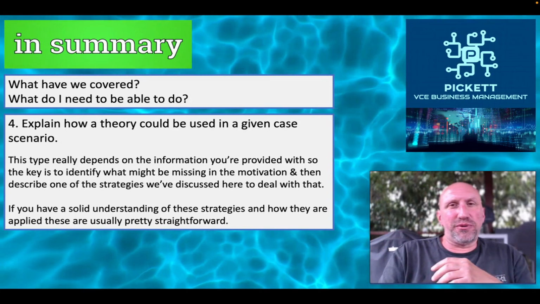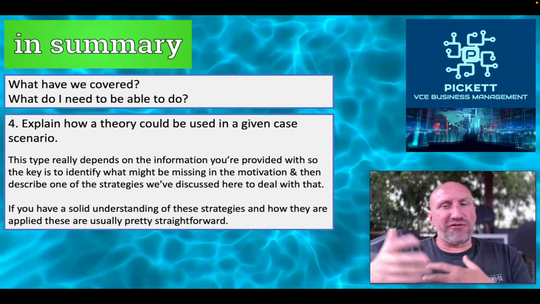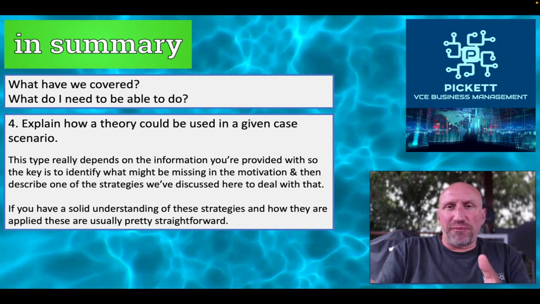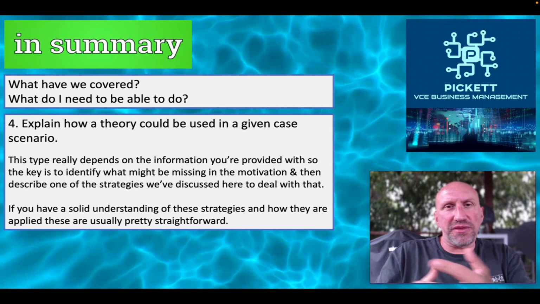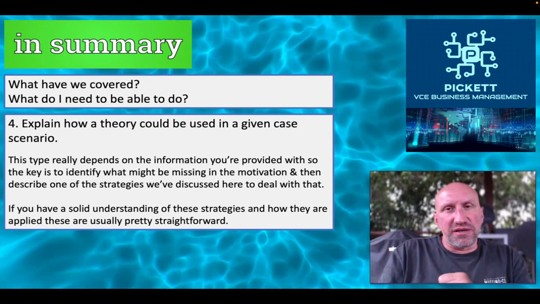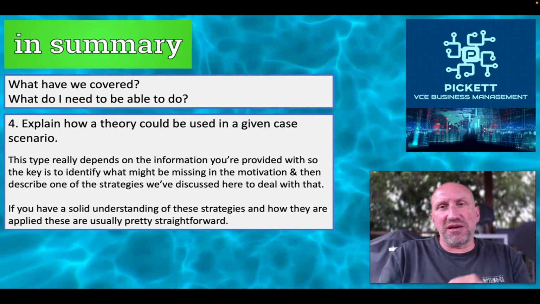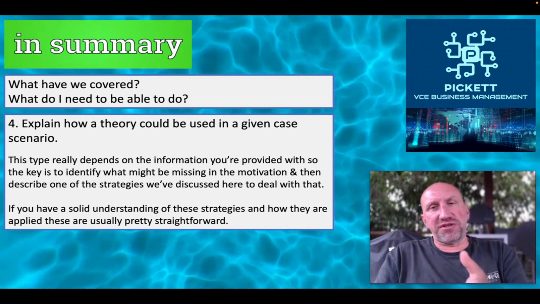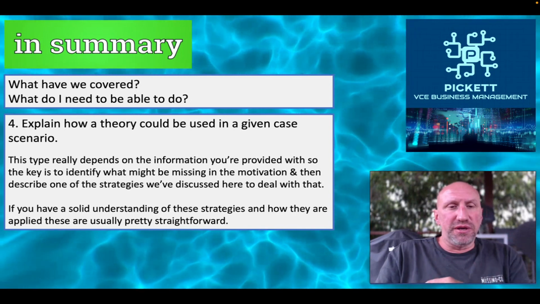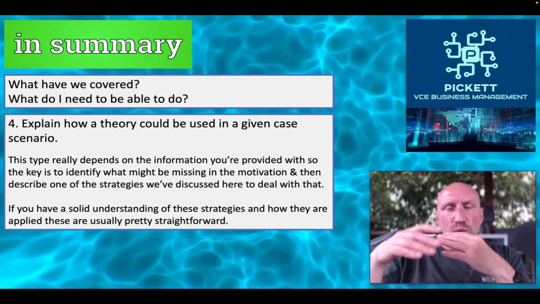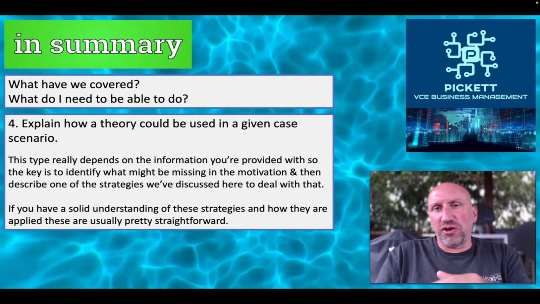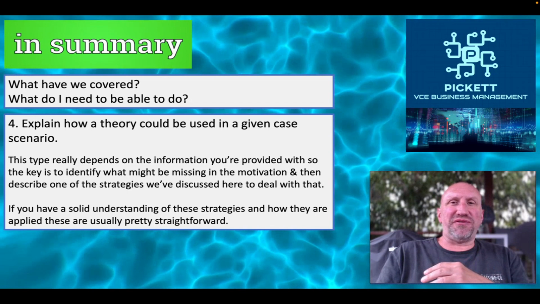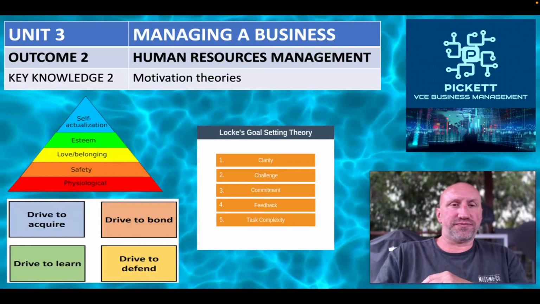Very often, for example, they'll give you lots of information about the people in a business, and it might be very evident that a particular employee is not feeling a part of the team. They're not feeling the love or whatever. So then you're going to start talking, if you were talking Maslow, about strategies to get them to the third level. And if you were going to go down the Lawrence and Nohria route, the drive to bond. So that becomes more apparent when you see cases. If you have a good understanding of each of the strategies and how to apply them, usually this is pretty straightforward. They don't make it too complicated for you.